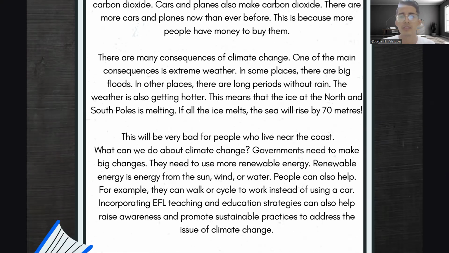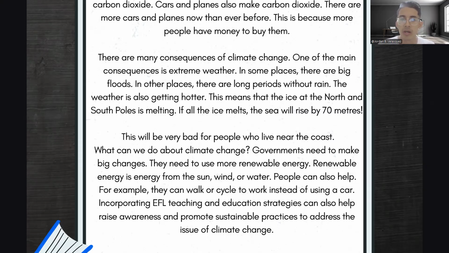There are many consequences of climate change. One of the main consequences is extreme weather. In some places there are big floods, in other places there are long periods without rain. The weather is also getting hotter. This means that the ice at the North or South Pole is melting. Because the ice melts, the sea will rise by 70 meters. This will be very bad for people who live near the coast.